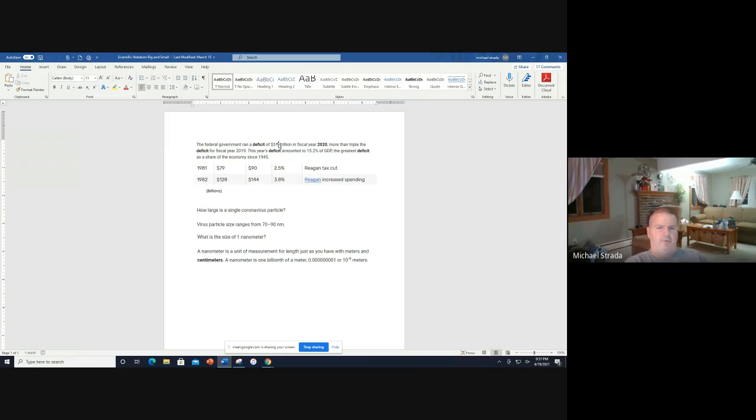How large is a single coronavirus particle? We're all living in it. And when I looked it up, it said the virus particle size ranges from 70 to 90 nanometers. All right. Well, what's a nanometer? Well, what is the size of 1 nanometer? A nanometer is a unit of measurement for length, just as you have with meters and centimeters. A nanometer is 1/1000th of a meter, or 10 to the negative 9th meters.